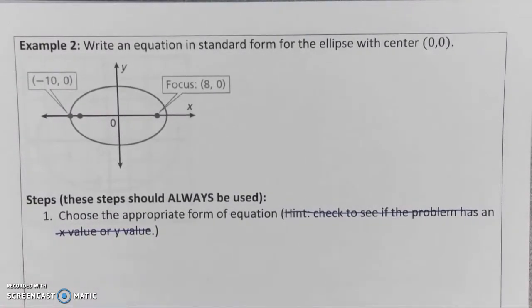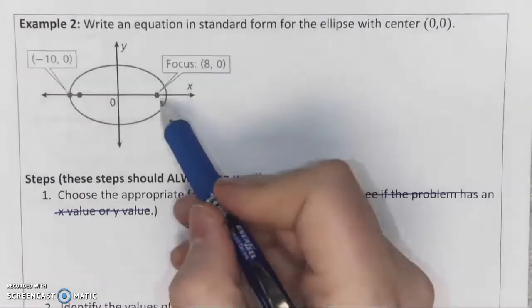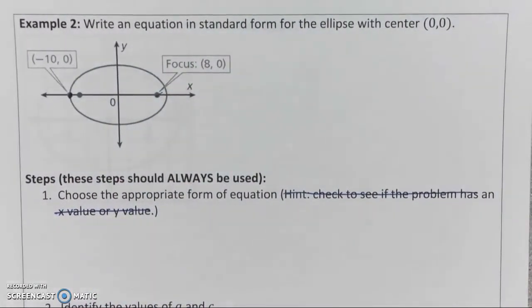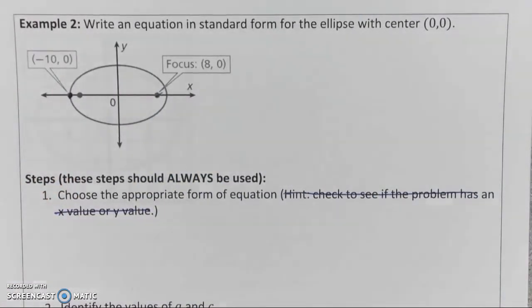We want to choose the appropriate form of the equation. So is it longer on the x-axis or the y-axis? And we can tell that just by looking at the graph. And this graph is clearly longer on the x-axis. The other way we could do it is by looking at the points given to us. Now it's very clear that they give us the focus and they give us this point on the x-axis. But I know that the x-axis needs to be my major axis because the ellipse stretches longer on the x-axis.